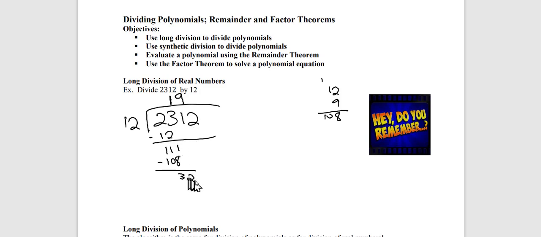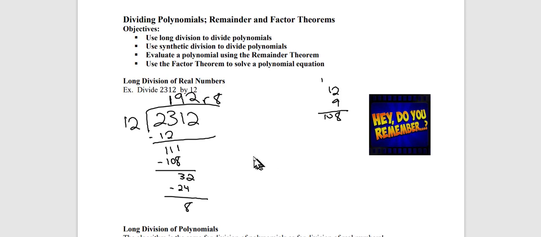We had already brought the 1 down. Now it's time to bring the 2 down. How many times does 12 go into 32? 2 times. That gives me 24. When I multiply the 12 times the 2, I subtract and I get 8. So remainder 8.